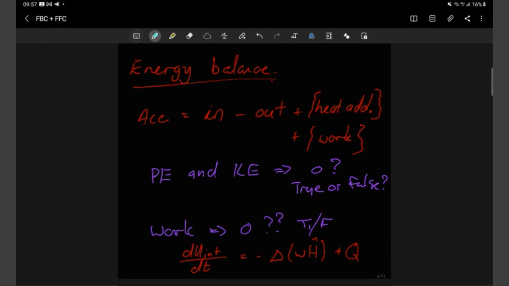Now, I'm asking the question: the textbooks state we can neglect potential energy and kinetic energy. Those two we can assume as zero. Work we can assume as zero. Is that 100% correct? Can we do that all the time? Someone with an answer, please.